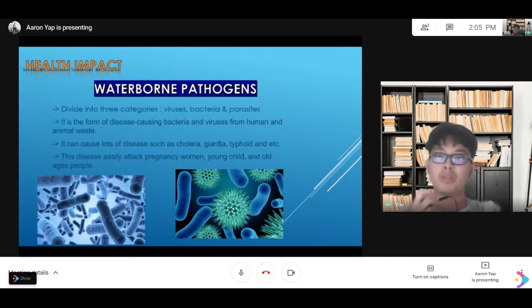There are waterborne pathogens, which are divided into three categories: viruses, bacteria, and parasites that can harm the health of a community. They are the form of disease-causing bacteria and viruses from human and animal waste. They can cause many diseases such as cholera, giardia, typhoid, and etc. These diseases easily attack pregnant women, young children, and old people.